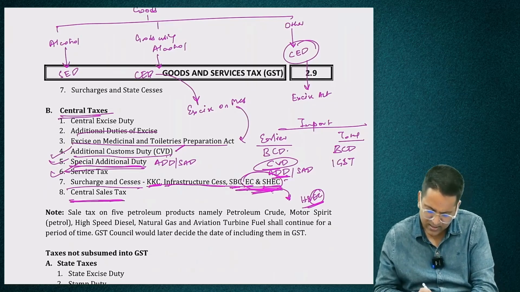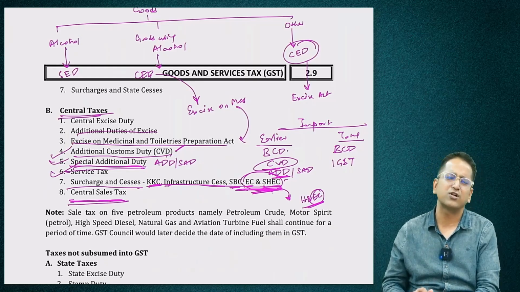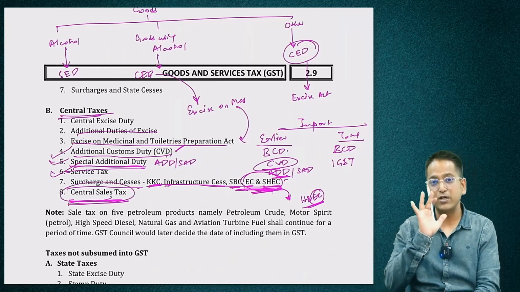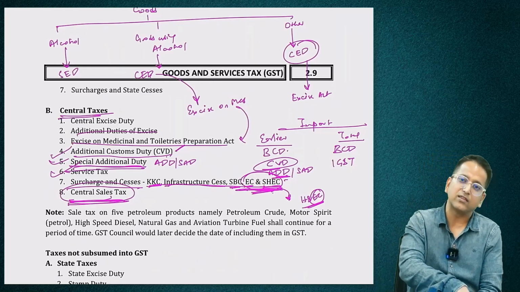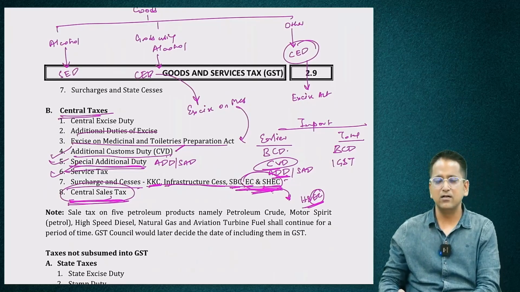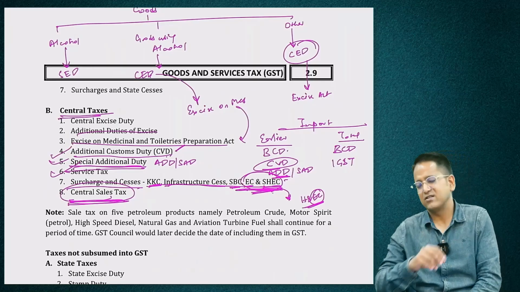And central sales tax, CST. You might say, sir, you keep saying that CST is state government revenue, so why is this written here? Son, that revenue was of the central government. But that revenue was like a complete donation from the central government to the state government. Do you understand? You don't understand, right? Come, I'll explain.